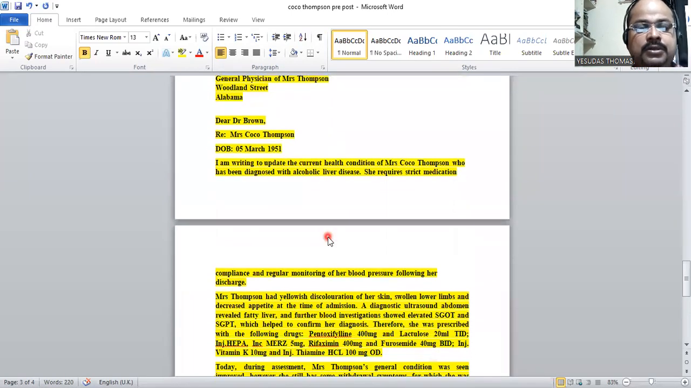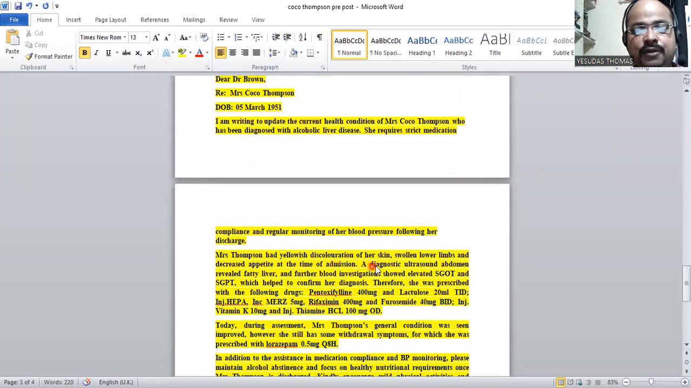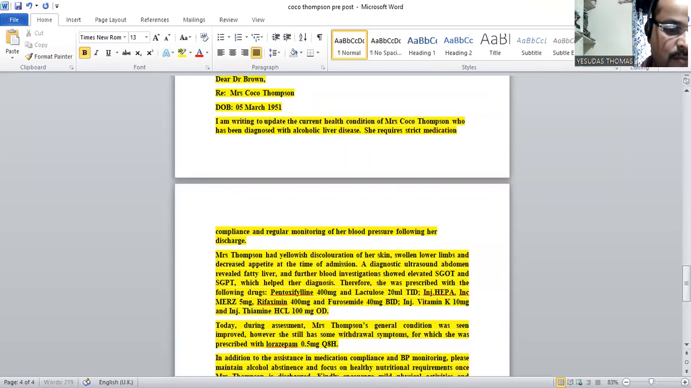Now, Mrs. Thompson had yellowish discoloration of skin, swollen lower limbs, and decreased appetite at the time of admission. So these were the complaints we have seen at the time of admission. A diagnostic ultrasound abdomen revealed fatty liver, and further blood investigation showed elevated SGOT and SGPT, which helped to confirm her diagnosis. Okay, so I can minimize this.